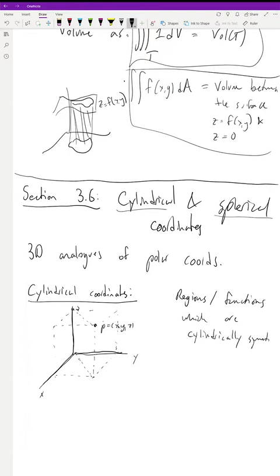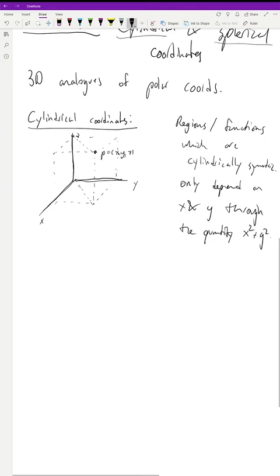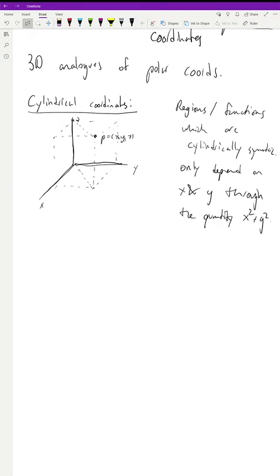So what I mean by that is they only depend on x and y through the quantity x squared plus y squared. So this is exactly the same as functions or regions that are rotationally symmetric in 2D, but now we have this extra z-axis to deal with. So they're essentially functions or regions that depend on the distance away from the z-axis and essentially nothing else.